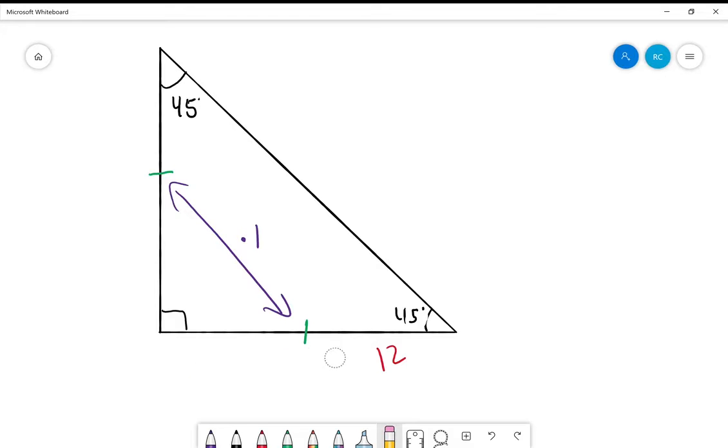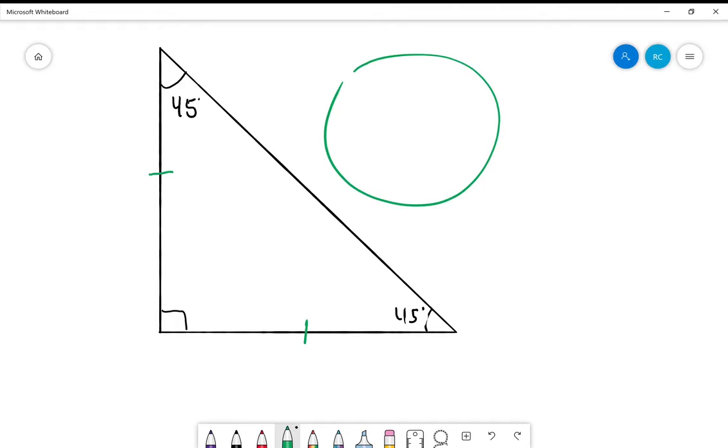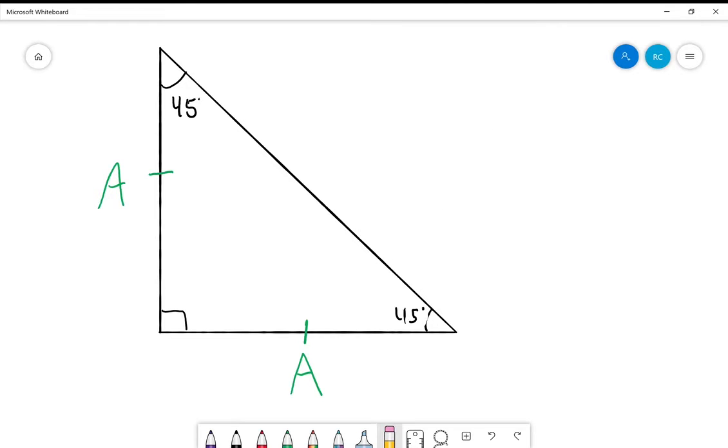So that's already pretty useful, right? If I've got a 45, 45, 90 triangle, once you know what one leg is, you automatically know what the other leg is, nice and quick. But what about the hypotenuse? Well, for that, we can use the Pythagorean theorem. If this bottom leg is, let's say, A, then this side leg is also A. So let's run that through the Pythagorean theorem and figure out what our hypotenuse is.